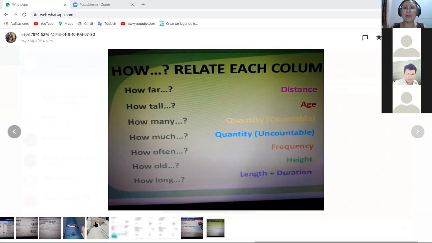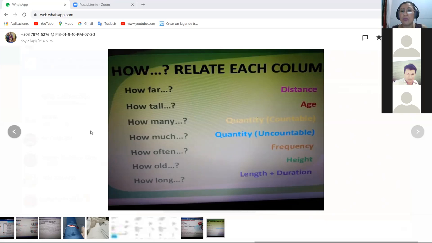Height. Okay. You talk about the physical description, right? You say my brother is tall or my brother is short. So we use it to measure height. How many? Remember that how many is for countable quantity. How much is for uncountable. How often is frequency. Y aquí lo que pasa es que están cruzados. And how old is for age, right? How old are you? So I'm asking about your age. And how long is length plus duration.